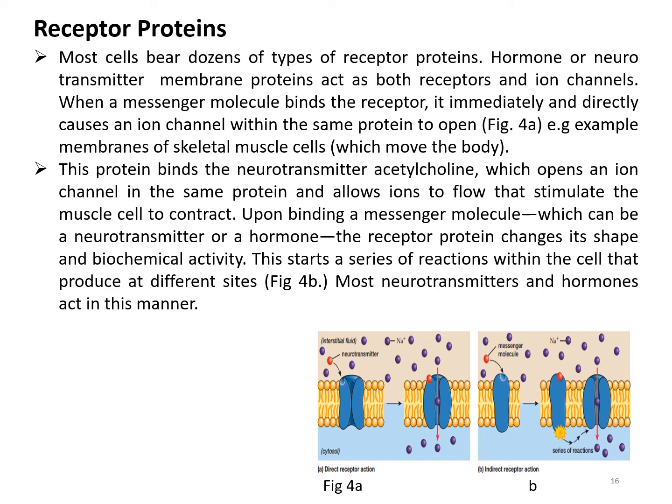Other receptor proteins produce their effect through an indirect action. Upon binding a messenger molecule, which can be a neurotransmitter or hormone, the receptor protein changes shape and triggers biochemical activities. This starts a series of reactions within the cells that produce effects such as opening of many ion channels at different sites. Most neurotransmitters and hormones act in this manner.